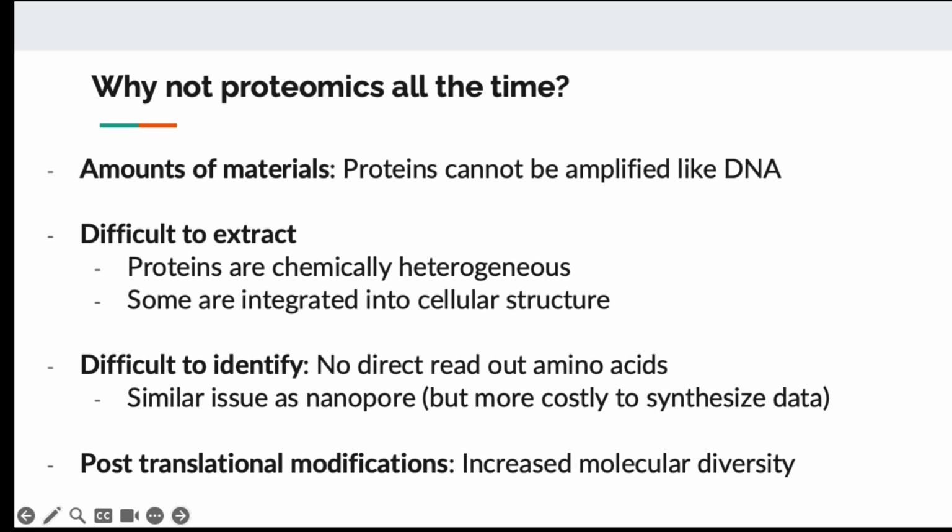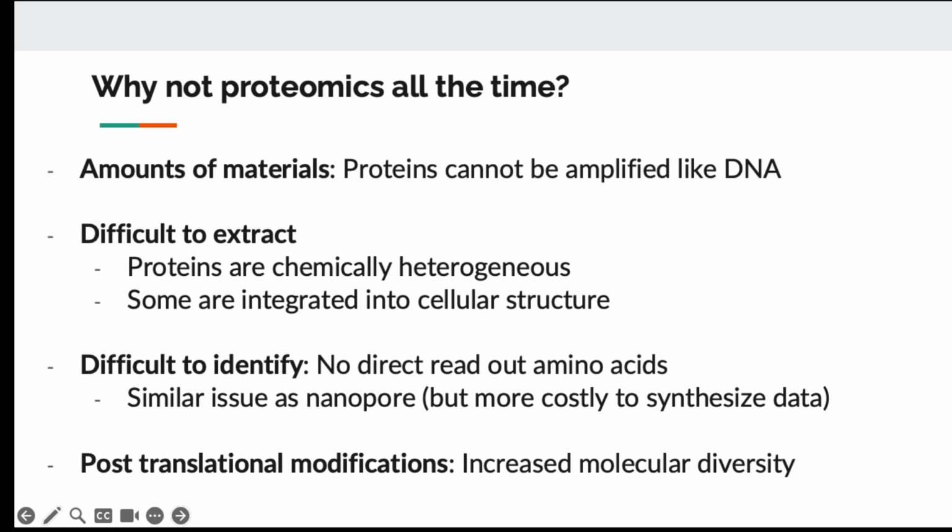And the most important factor for why we don't do proteomics all the time is that we don't have a direct technology to read out the individual amino acids in the sequence. Unlike DNA, where if there is an incorporation of a nucleotide, we understand exactly what the nucleotide on the template is. But for proteins, we don't have a polymerization reaction. So we cannot read out amino acids one at a time. We have to do something else.